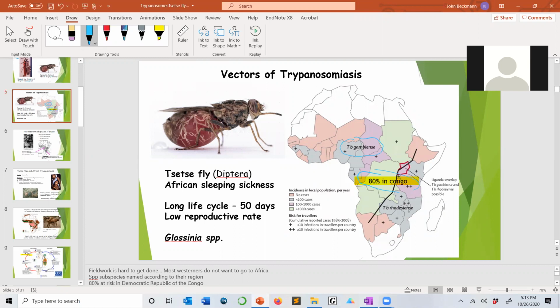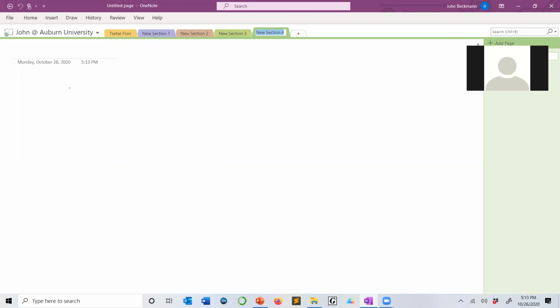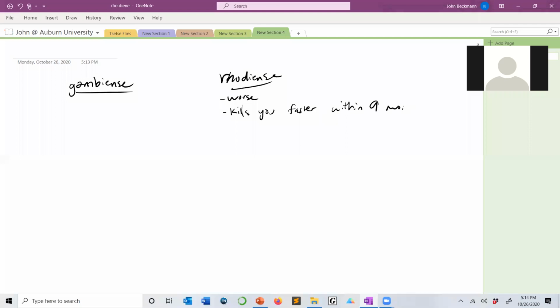Let's talk about the differences between these strains. So there's Gambiense, and there's Rhodiense. Rhodiense is worse. By worse, I mean it kills you faster. You will die from this, and it'll kill you within 9 months. Now, the nice thing about the Rhodiense strain is it kills you so fast that it doesn't infect the CNS. What's the CNS, just for a review?